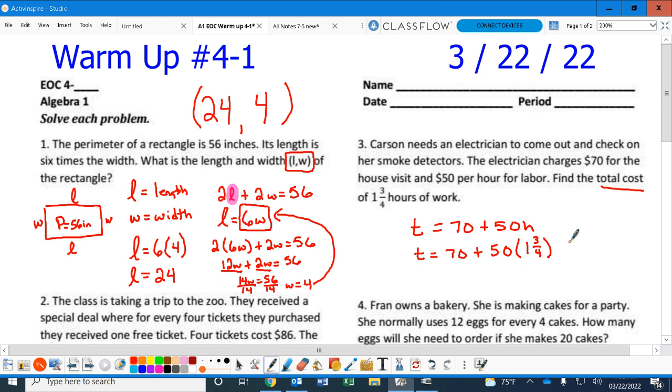So it would be 70 plus 50 times 1 fraction button 3 fraction button 4 equals. Now, what does it say on the calculator? It's probably going to be a mixed number.